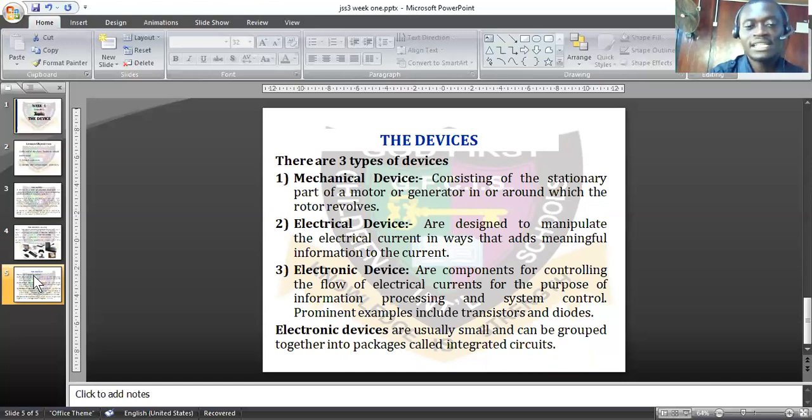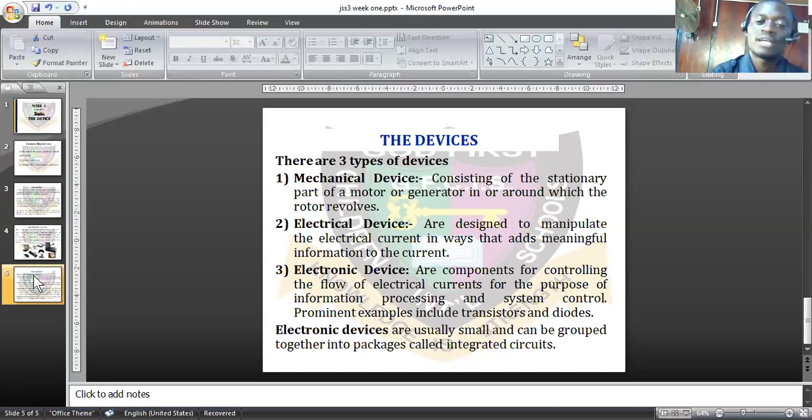Now, basically, there are three types of devices. You have the mechanical device, you have the electrical device, and you have the electronic device. Number one, again, the mechanical device, the electrical device, and the electronic device.